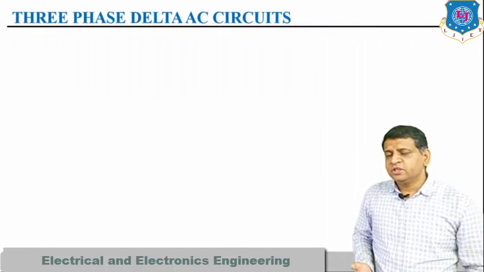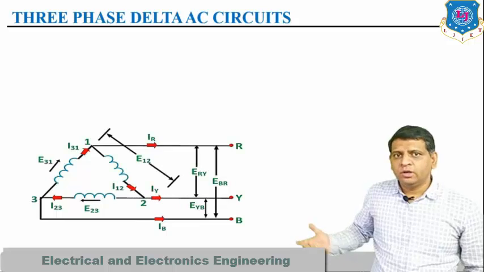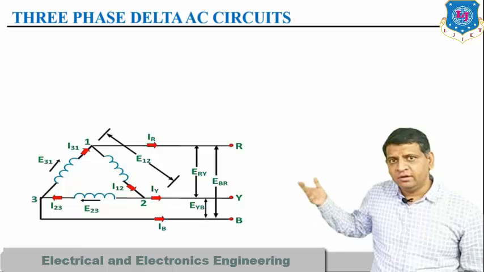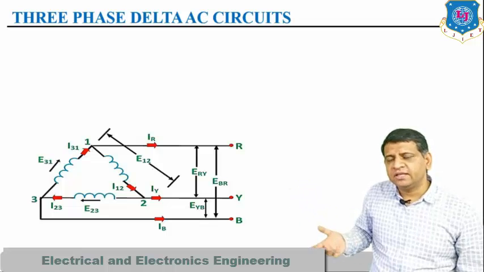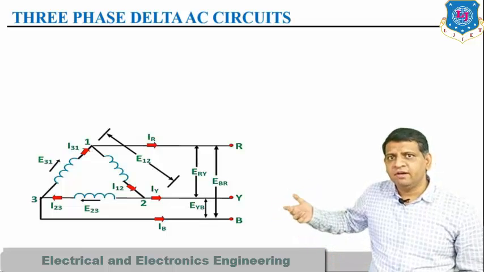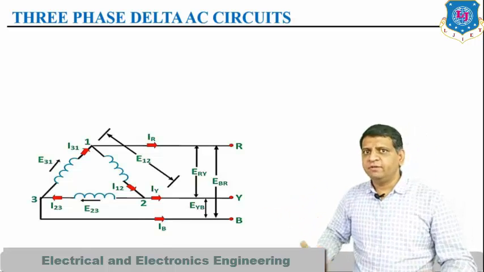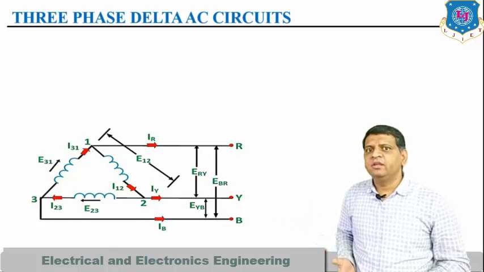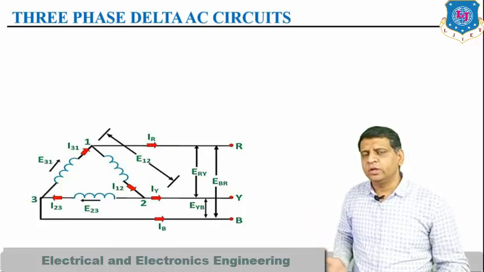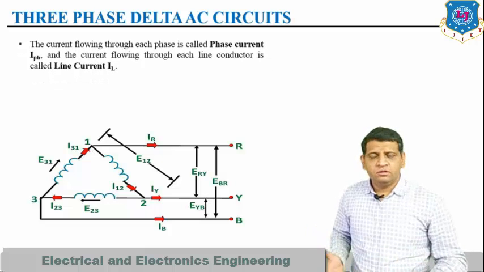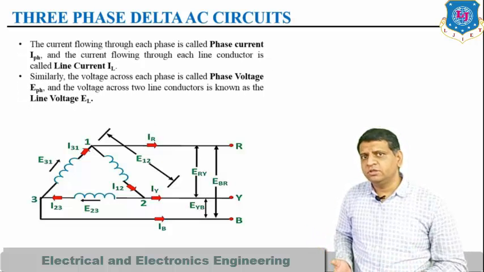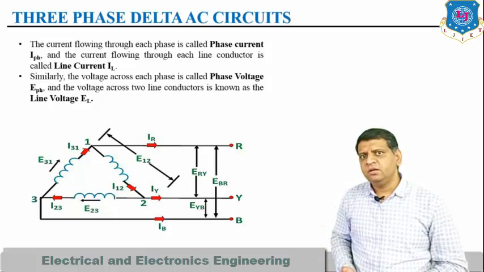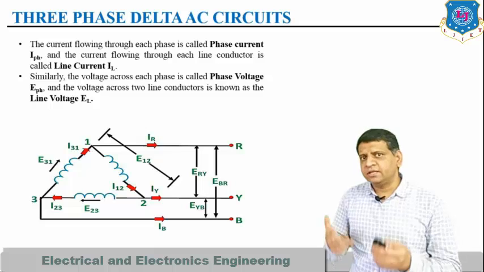In this terminology, this is the delta connection, where you can see there are 3 phases R, Y and B, and the currents flowing through each phase we define as IR, IY, IB. In the same way, line voltages we define as VRY, VYB and VBR. Here line currents we define as IL1, IL2 and IL3. This is the same terminology: the current flowing through each phase is defined as phase current, and current flowing through each line is defined as line current.